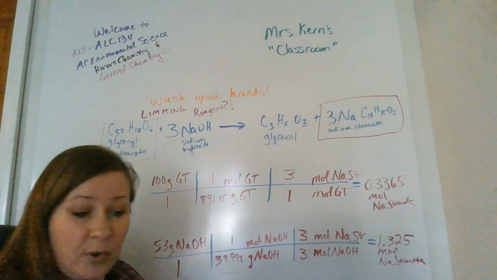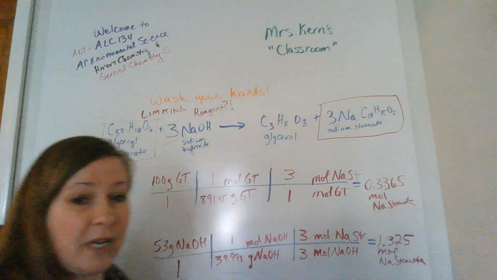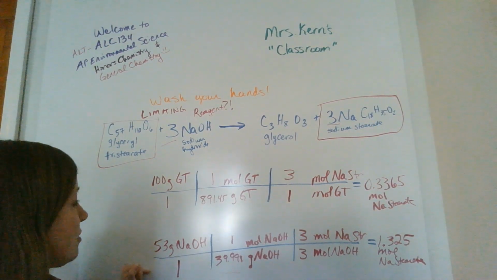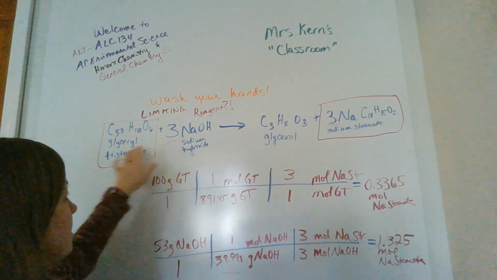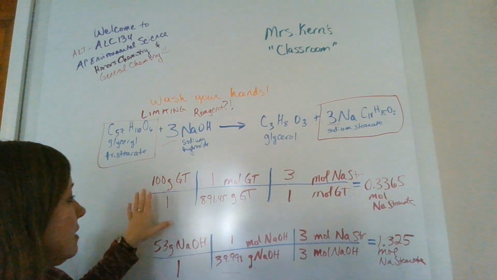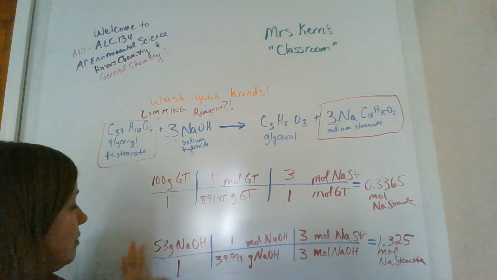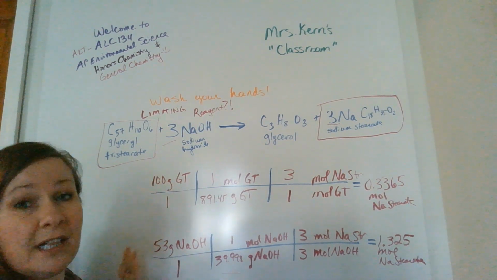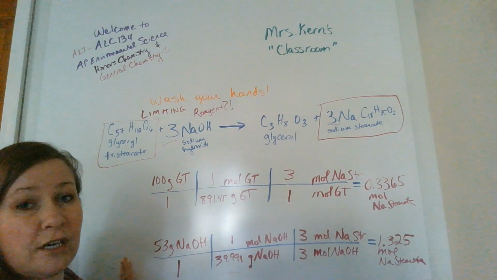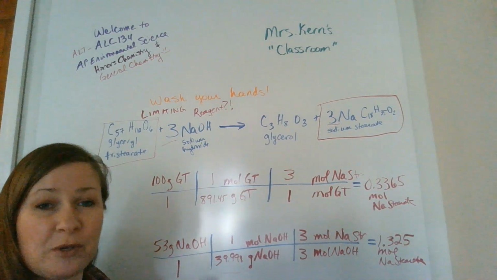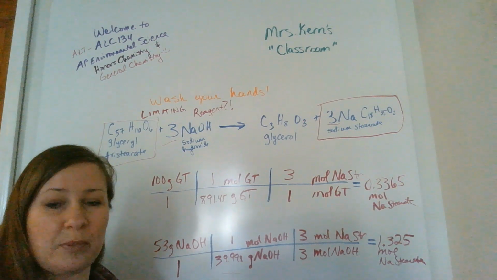Now, the reason that's important is because if we actually made our soap with this, even though we have less sodium hydroxide, and it's a 3:1 ratio, because of this huge mass, if we had these two amounts, we would be using up all the glyceryl tristearate and having lots of leftover sodium hydroxide in our soap, which would be really bad for your skin. So we're going to make sure we don't do that when we actually make the soap later today.